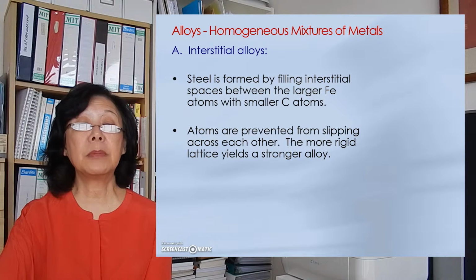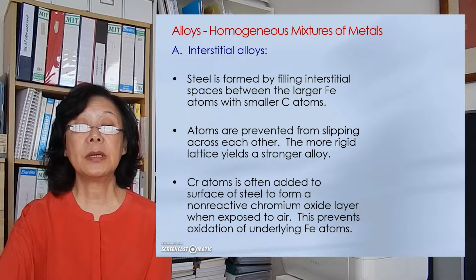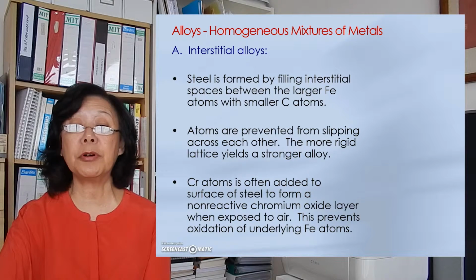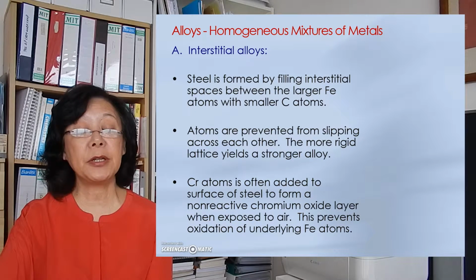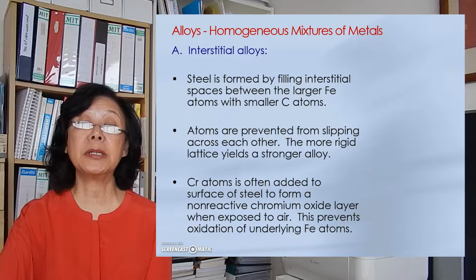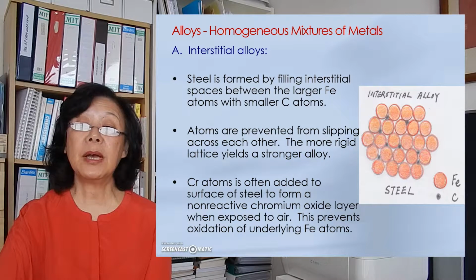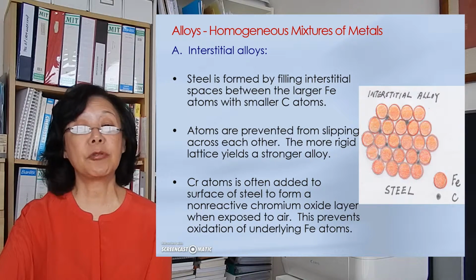Atoms are prevented from slipping across each other, therefore we have a more rigid lattice yielding a stronger alloy in steel. And oftentimes we add chromium atoms to the surface to form a non-reactive chromium oxide layer when exposed to air. In other words, the air will oxidize the chromium, and this will prevent the oxidation of the iron atoms underneath. So here's a picture of the interstitial alloy of steel with iron, and inserted in between the empty spaces are small carbon atoms that give it strength and rigidity.